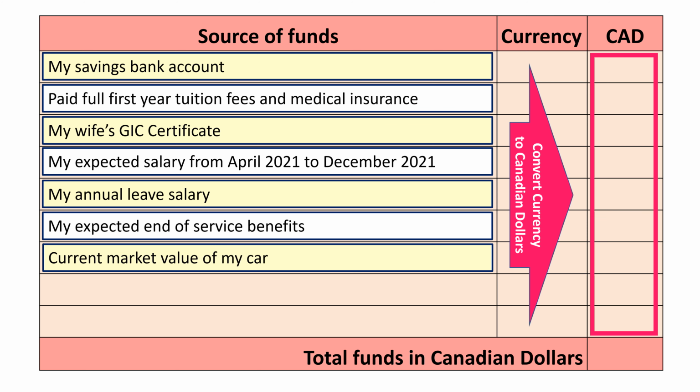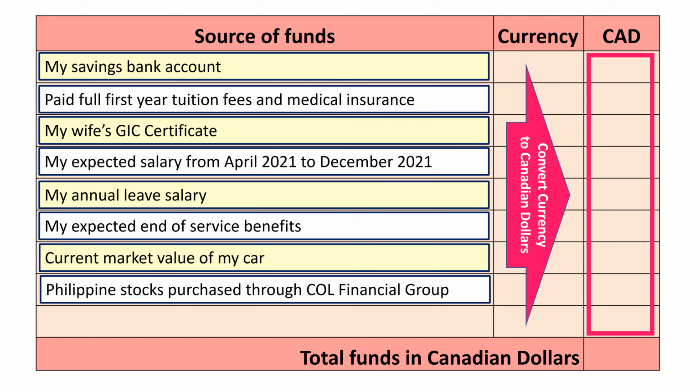If you own a car or any property that you plan to sell, it would be good to add its expected market value to your table. If you own shares of stocks, include the market value that's stated in your stocks certificate.